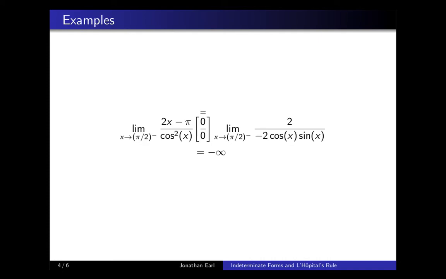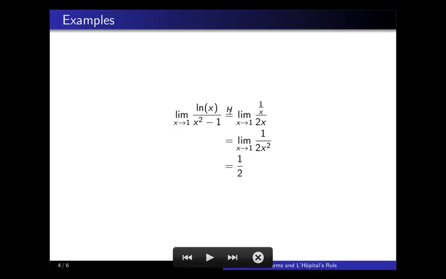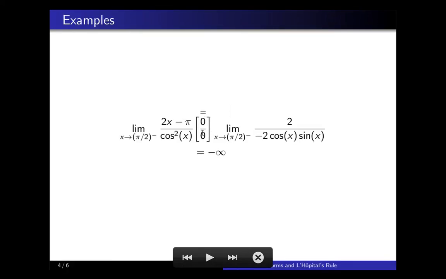Okay, so the second one. So we could also, instead of just using the h above the equal sign, write the form that we're actually working with. So in this case, the 0/0. So let's take the limit as x goes to pi over 2 from the left of 2x minus pi, all divided by cosine squared. Our numerator is going to 0, our denominator is also going to 0.